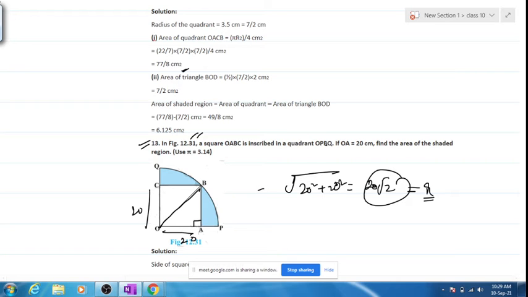Clear, yes or no? Yes, sir. So can we calculate pi by 4 r square, with r as 20 root 2, so (20 root 2) square, and then minus the area of the square, which is 20 into 20. Hurry up, let's see who can tell me the answer first.